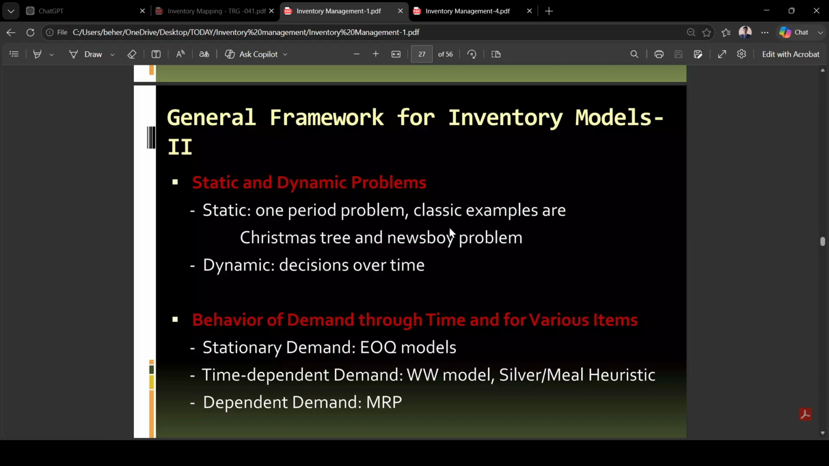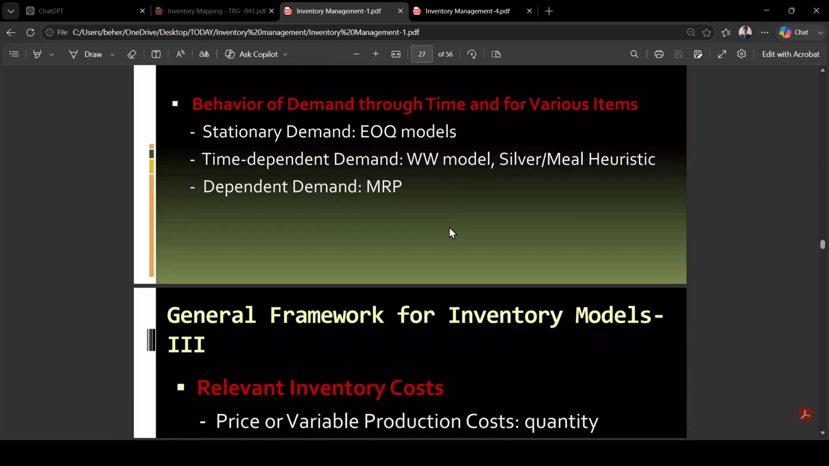Static one-period problem: classic examples are the Christmas tree and newsboy problem. Dynamic decision over time looks at the behavior of demand through time and the various items. So stationary demand uses the EOQ model, and time-developing demand uses the dynamic model.